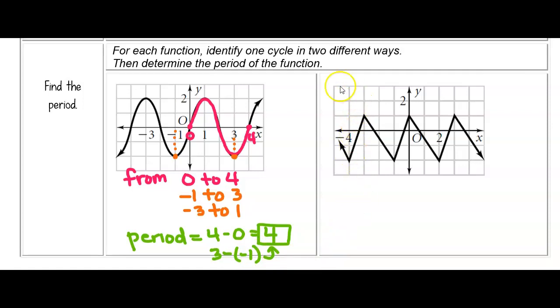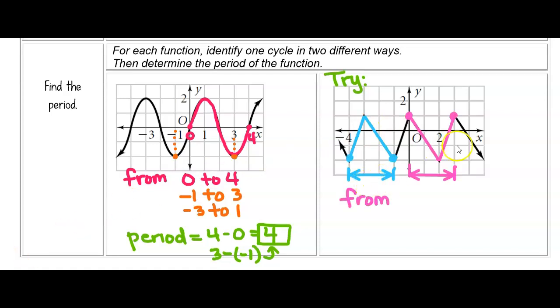So I want you to pause this video and I want you to try this problem. See if you can define a complete cycle or period of this function and then figure out what the period is. So go ahead and pause it and then we'll come back and talk about it.